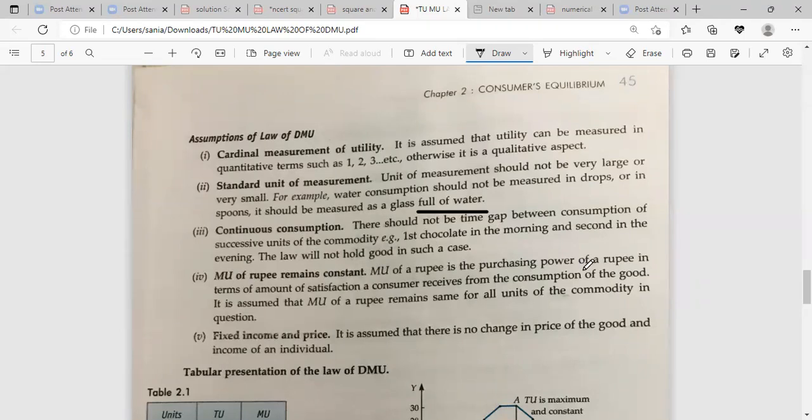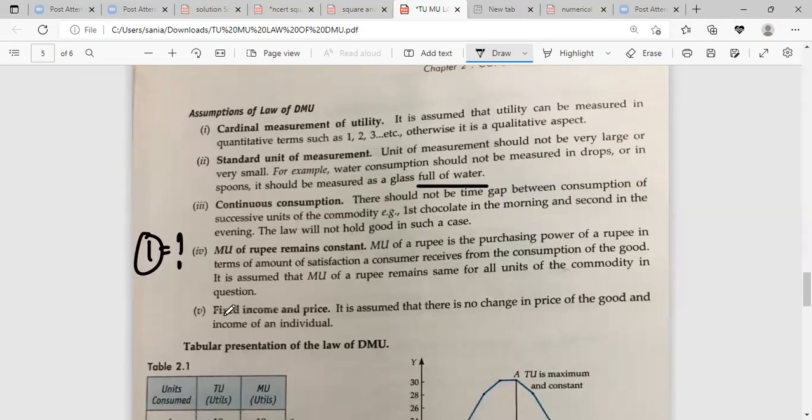MU of rupee is the purchasing power of a rupee in terms of the amount of satisfaction a consumer receives from the consumption of goods. This I will explain to you in a better way. Just remember that MU of rupee is basically for 1 rupee, how much satisfaction you are getting. It is assumed that MU of a rupee remains the same for all units of a commodity. So as I told you, MU of rupee will be the same. You will not say, ma'am, first I ate a 10 rupees chocolate and then 20. No. Next, fixed income. It is assumed that there is no change in the price of the good and the income of an individual remains the same. Clear?